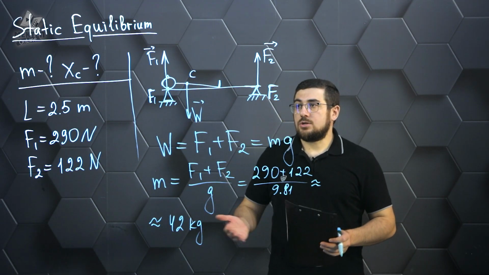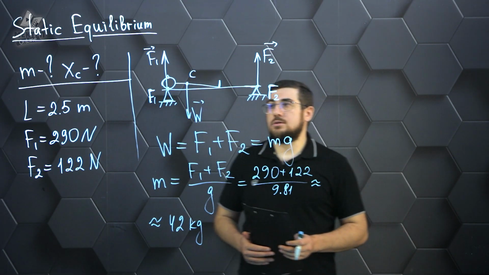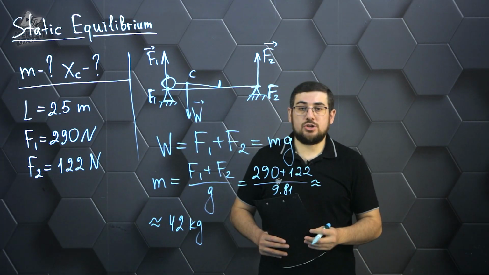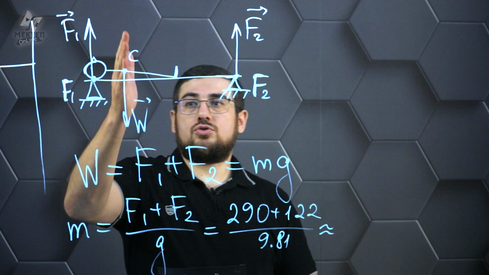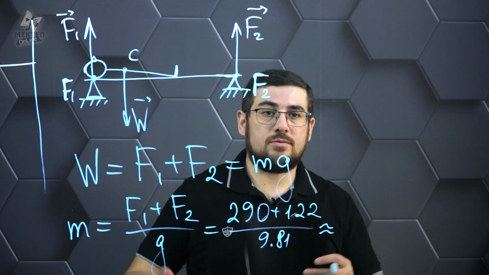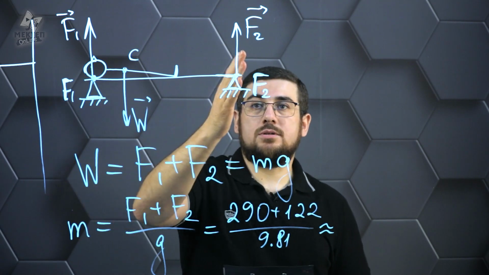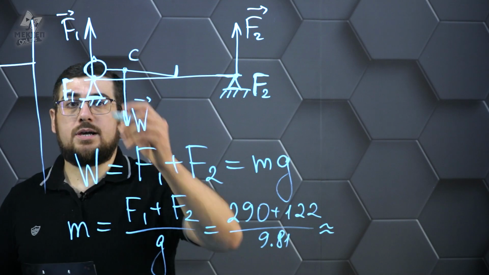Next, we will now calculate the center of mass position for this person. For this, we use point C as the reference point around which the object will rotate or attempts to rotate will be made. In this case, the gravitational force of the object passes through point C, so it does not create any rotational moment. However, two forces, F1 and F2, do create rotational moments. Each of them has its own lever arm. Let's illustrate these arms in the diagram.